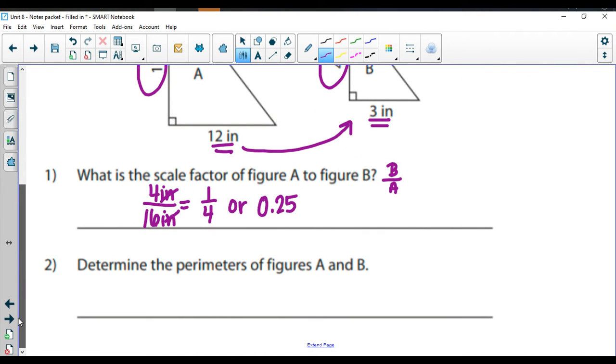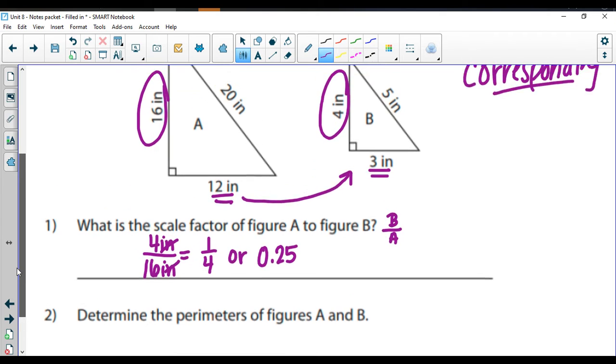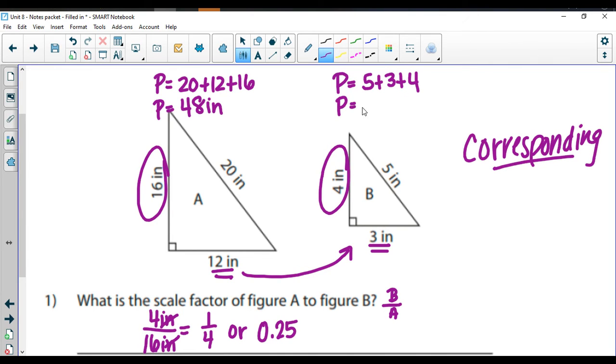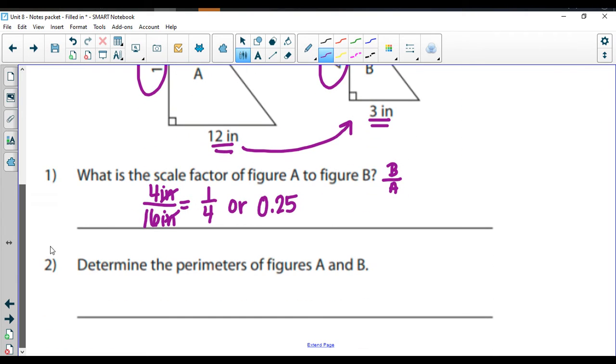In question number 2, we're going to determine the perimeters of figures A and B. So my perimeter for part A is going to be 20 plus 12 plus 16. So that perimeter is going to give me a total of 48 inches. Perimeter on triangle B is going to be 5 plus 3 plus 4, which is going to give me a perimeter of 12 inches. So if we come down here, A is 48 inches and B is 12 inches.